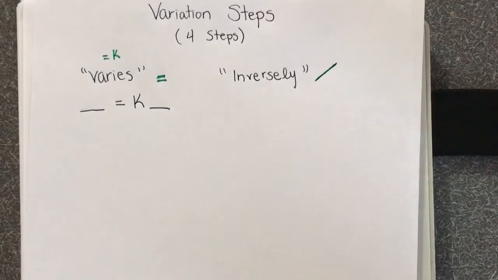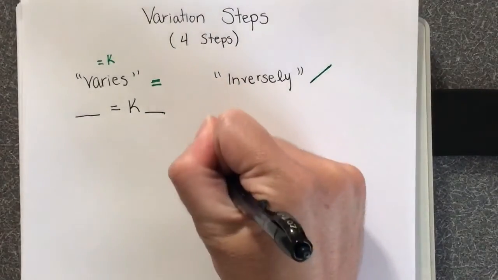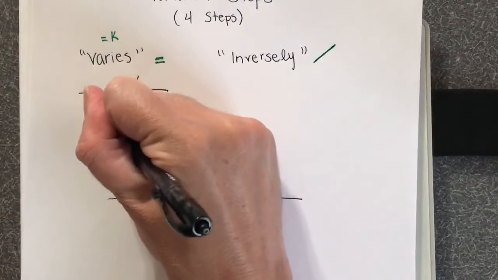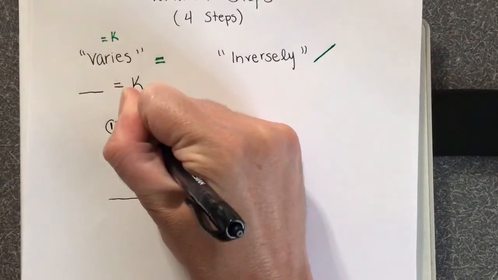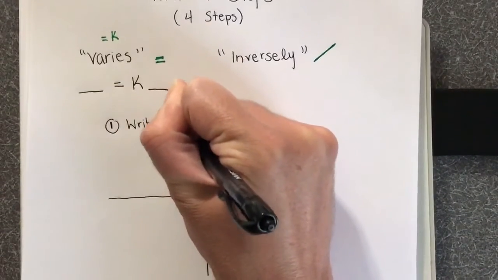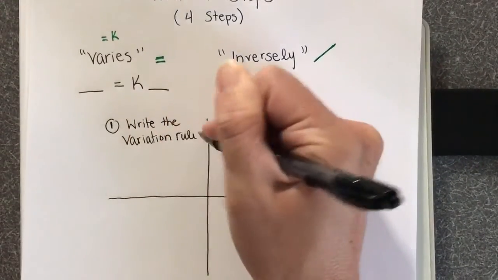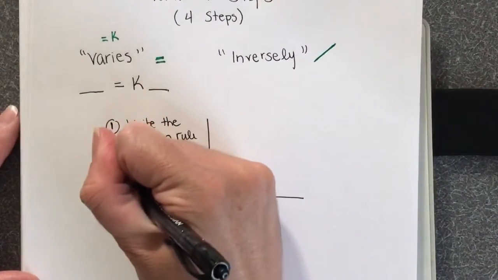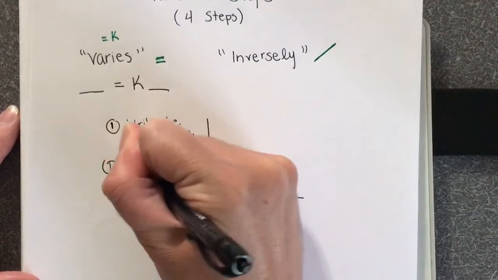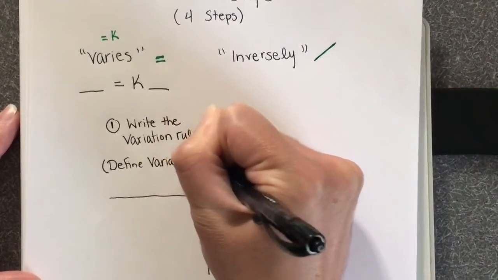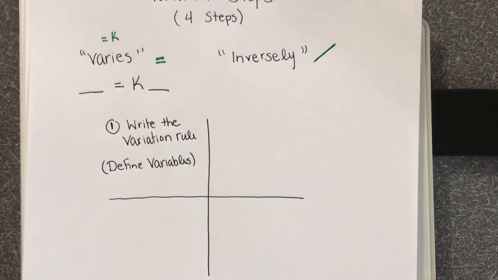So here are our 4 steps of variation. And so I set it up like this. So step 1 is going to be to write the variation rule. And usually in this step, you're also going to define your variables. Now remember, variables, this is anything that's going to have a number attached to it, and these are also numbers that could change. Okay, so step 1, write the variation rule.